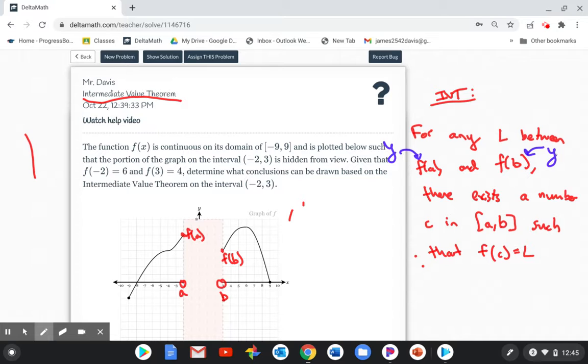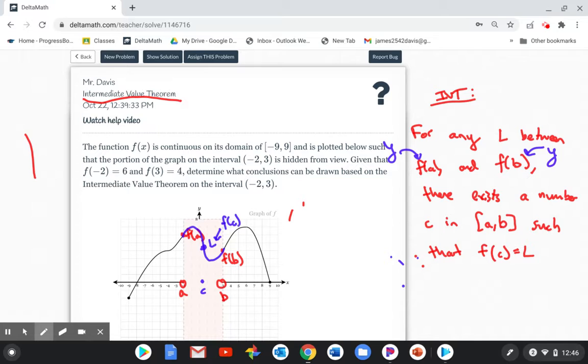Okay, so this theorem says that if we have some continuous interval between A and B, then our function goes like this or something like that. There's got to be some value which we'll call L, maybe it's right here, such that f of C equals L. So there's some C, that's an x value, and f of C gives you L, meaning between f of A and f of B, we're going to hit every single Y value at least once.